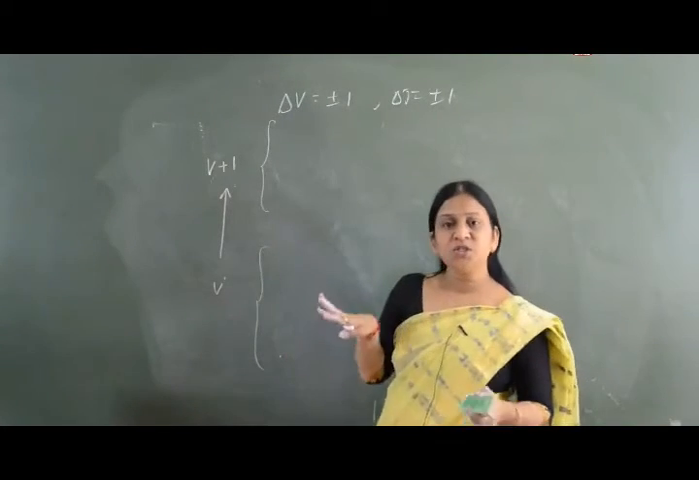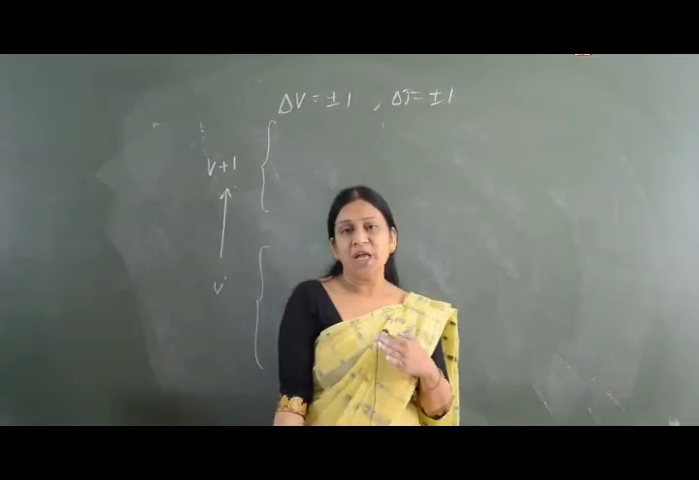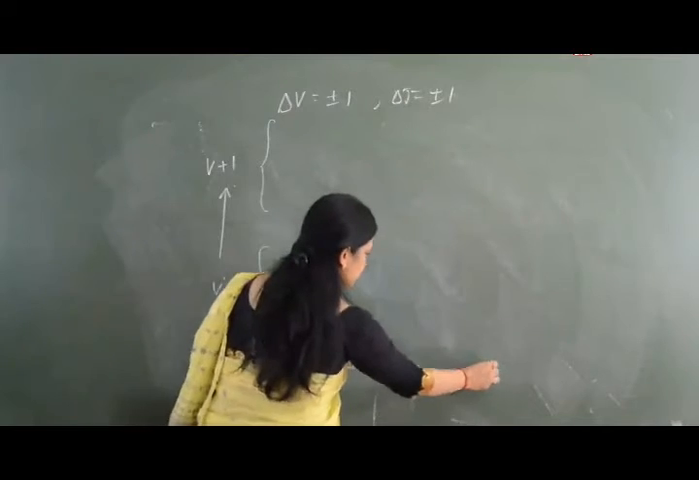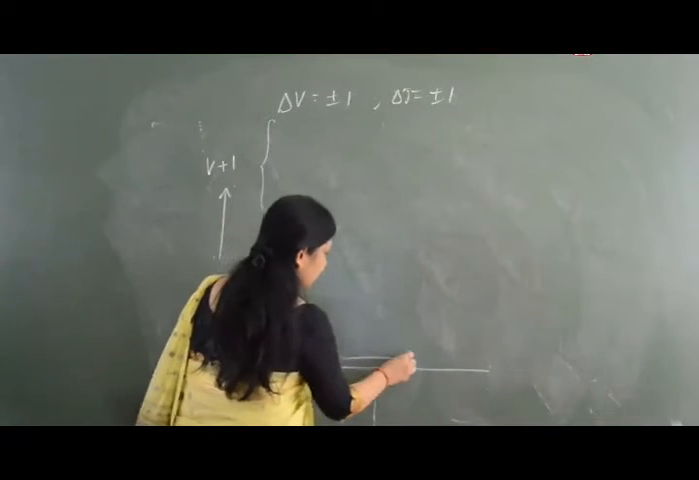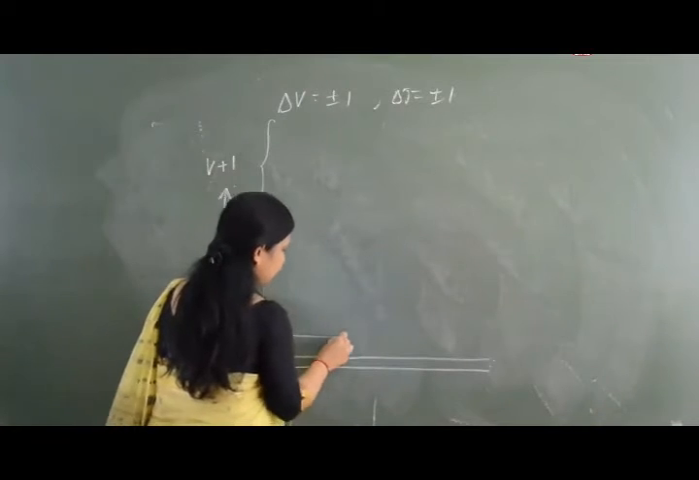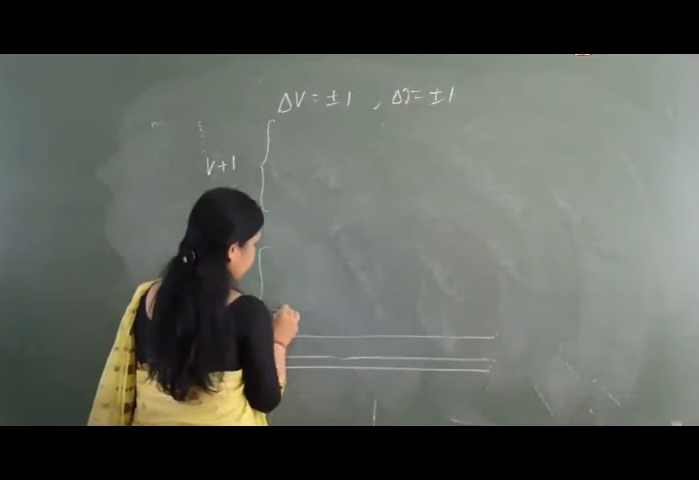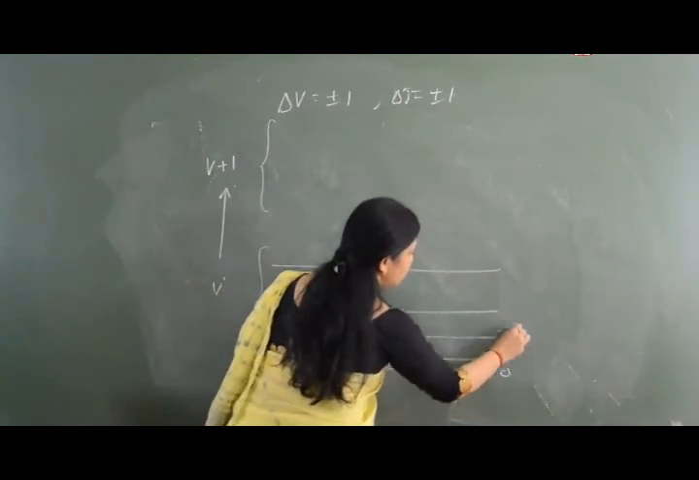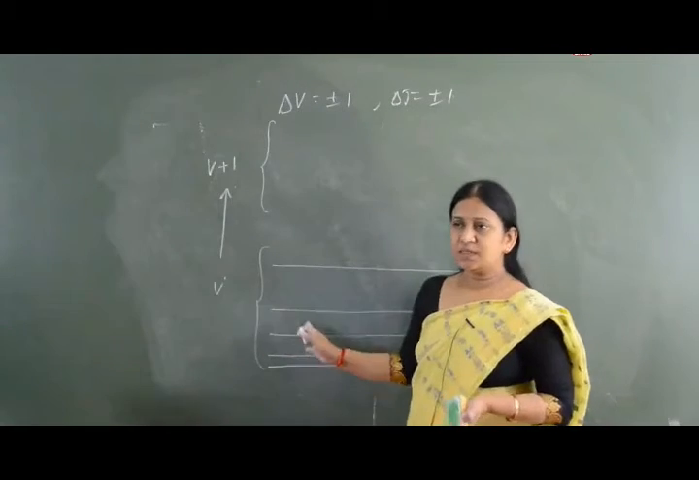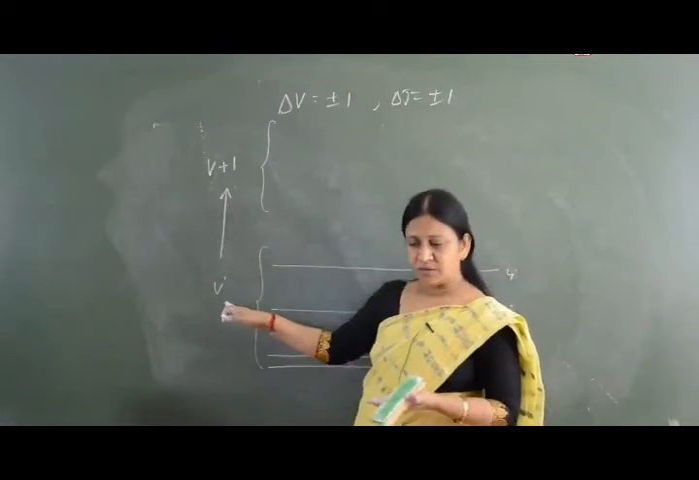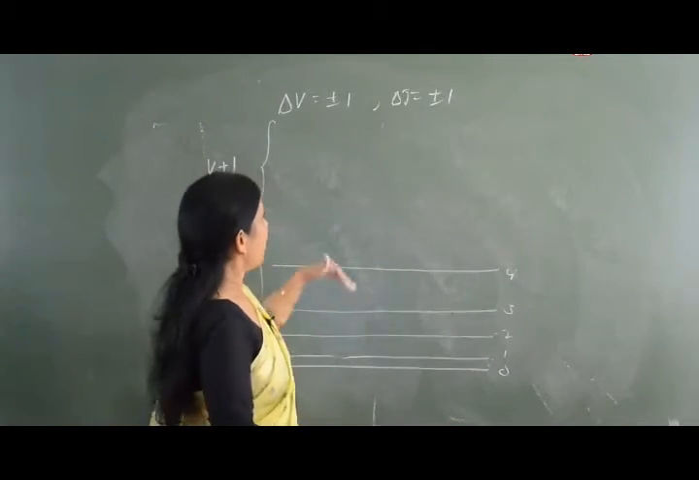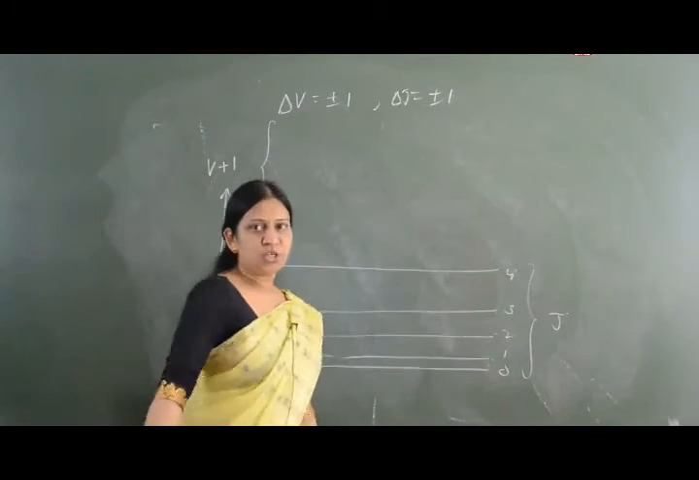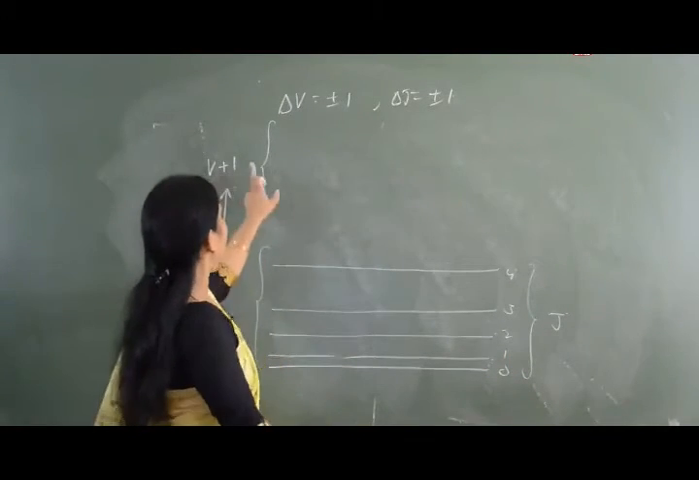Now, within vibrational changes, we have rotational energy levels. The rotational energy levels are: this one is 0, then we have 1, 2, 3 and 4. So 0, 1, 2, 3, 4. These are rotational changes within this vibrational energy level. These are J, rotational energy levels. Similarly, I am going to draw for V plus 1.